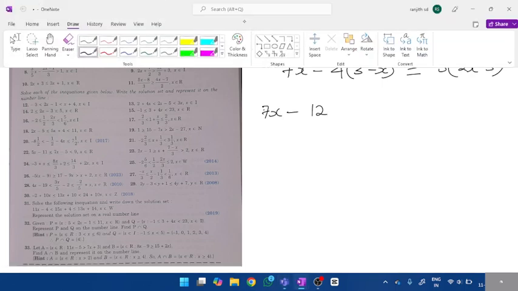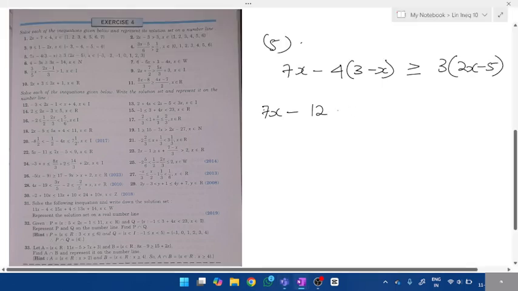Okay, Naomi, can you explain this? What do you get when you open the bracket? You get minus 12 plus 4x, sir. 4x, yeah, be quick. Greater than equal to? Greater than equal to 6x minus 15. Now?